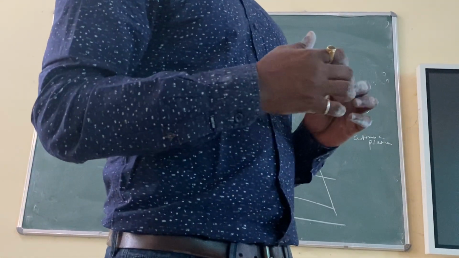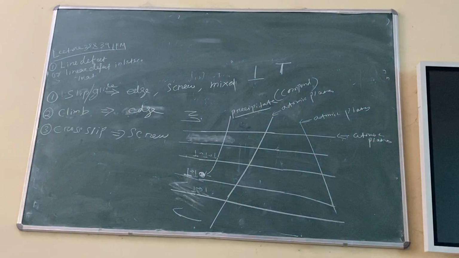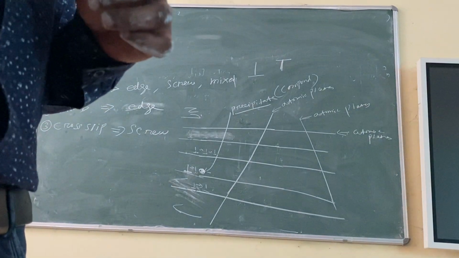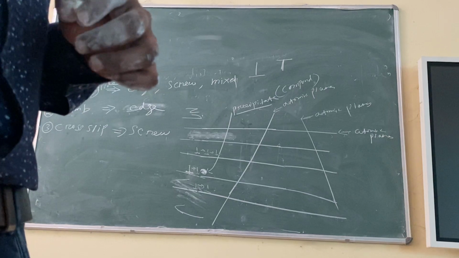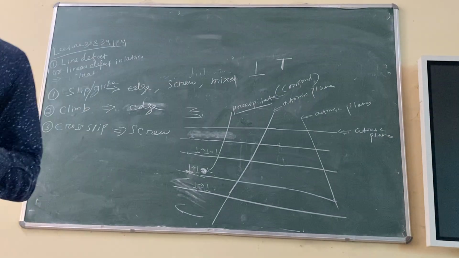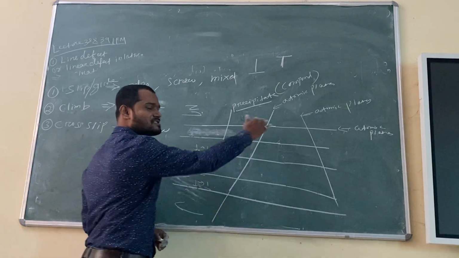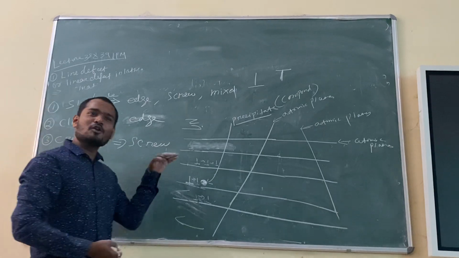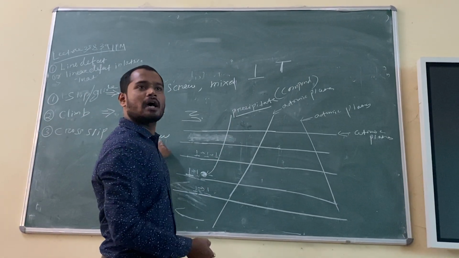So what is cross slip? Just have a look and tell me. I want to see who can figure it out. Cross slip. The hint is you have some other planes in different directions. Just have a look. You have some other planes, this is one and this is one. It will go to a new plane, and only screw can do that.